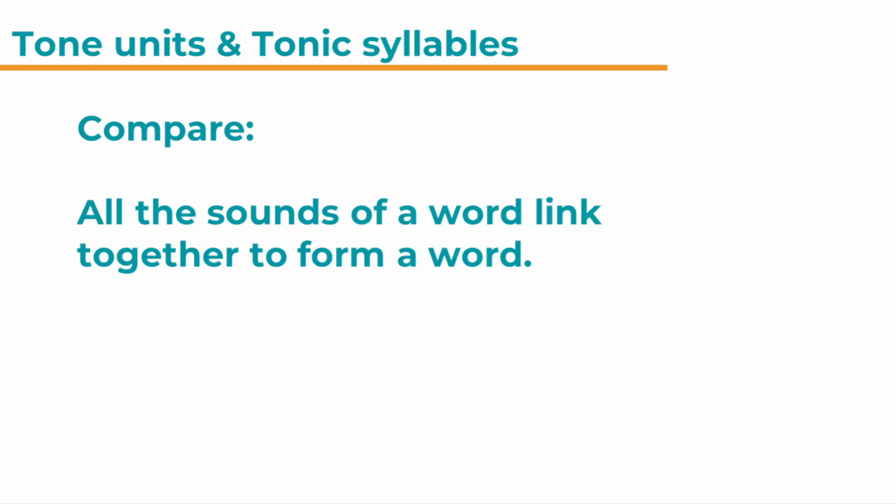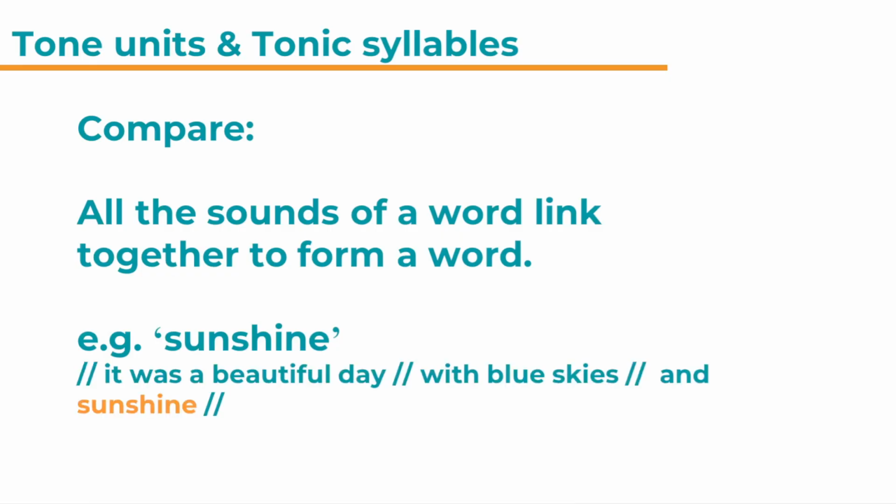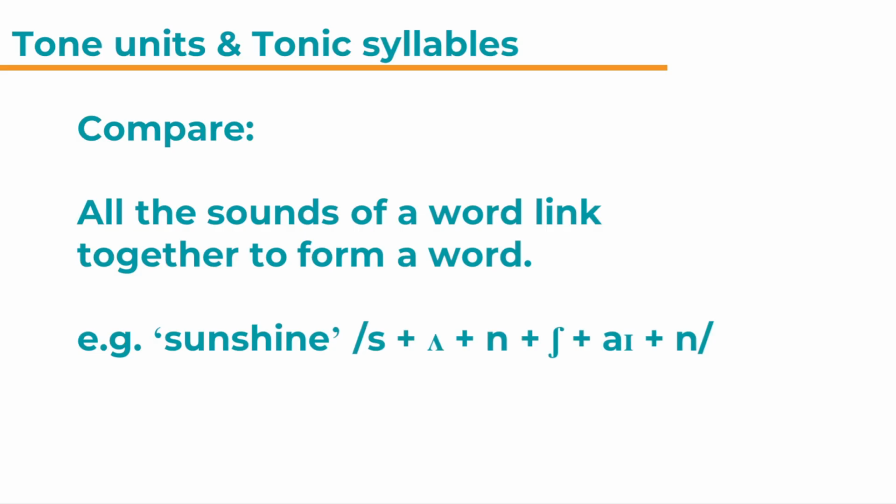For example, all the sounds of a word link together to form a word, and you know that already. Let's have a look at an example. The word sunshine. We had this word come up before in the sentence, "It was a beautiful day with blue skies and sunshine." Sunshine consists of several sounds. S, a, n, sh, I, n. But obviously, I do not say them individually. I would link them up. Sunshine. And quickly, sunshine. So we link those sounds together to form a word.